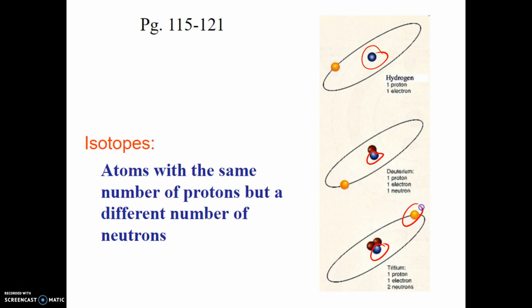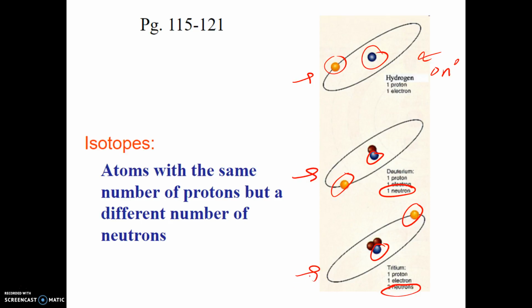We also have the same number of electrons as protons, so 1 electron for each of them. But what's different is the number of neutrons. This first one has 0 neutrons. The second one has 1 neutron, and the third one has 2 neutrons. They're still all hydrogen, but they're isotopes of each other. This first atom is an isotope of this atom, which is an isotope of this atom.